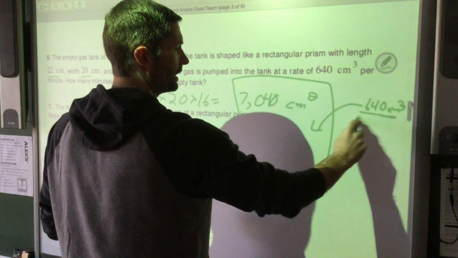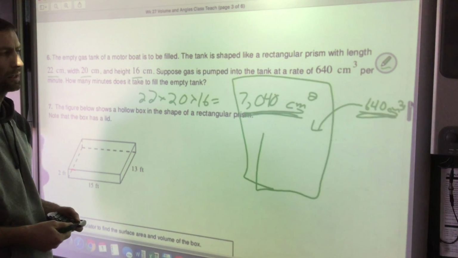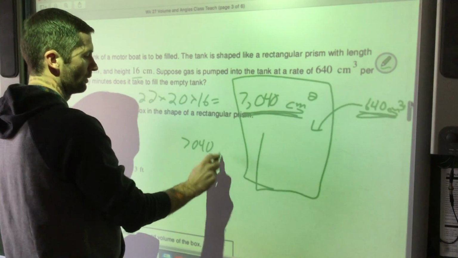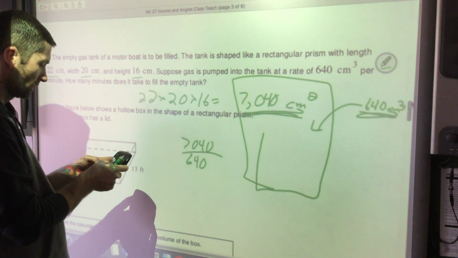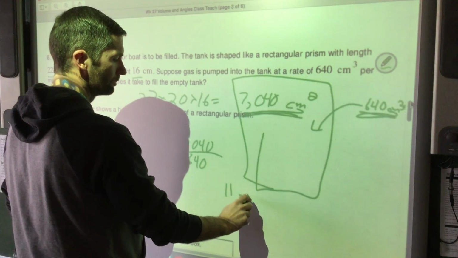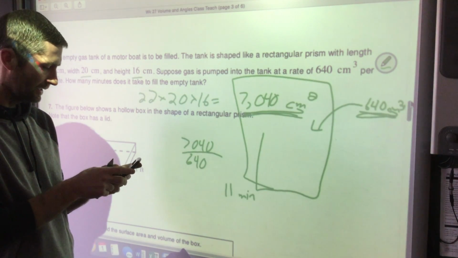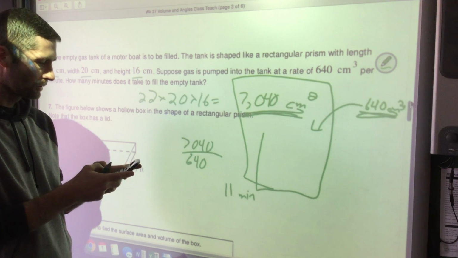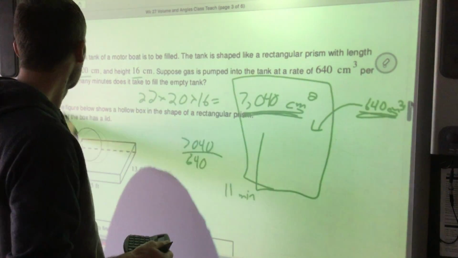Okay, so we're seeing how many of these fit into this. That's my problem, how long it takes to fill that tank. So I'm seeing 7,040 divided by 640. Okay, so a division problem gives me 11. So it takes 11 minutes to fill it up, which makes sense, right? If you would have multiplied, you would have gotten a big old answer, 4 million something, that would not have made sense. Make sure your answers are always reasonable.